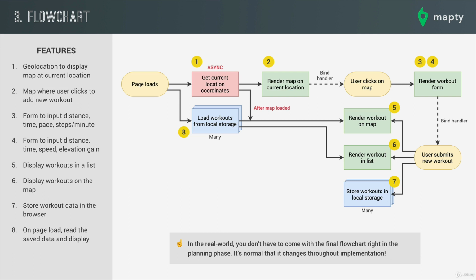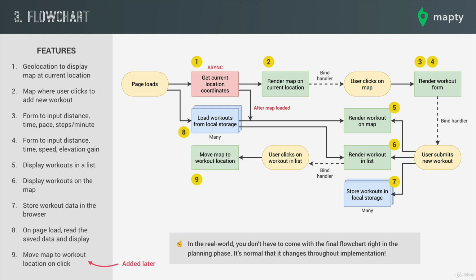And finally, there is another feature that I didn't mention in the last slide, but which is a nice addition to the way the application works. And that is to simply move the map to the workout location whenever we click on one of the workouts in the list. And here in the flowchart, that is also pretty easy to represent. All we need is an event handler on the list. And then whenever the user clicks on a workout in the list, it will move to that workout's location.